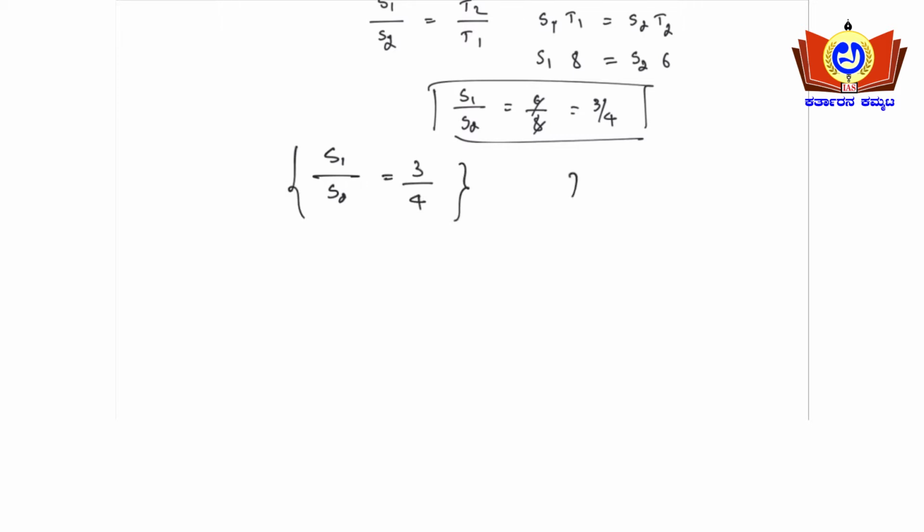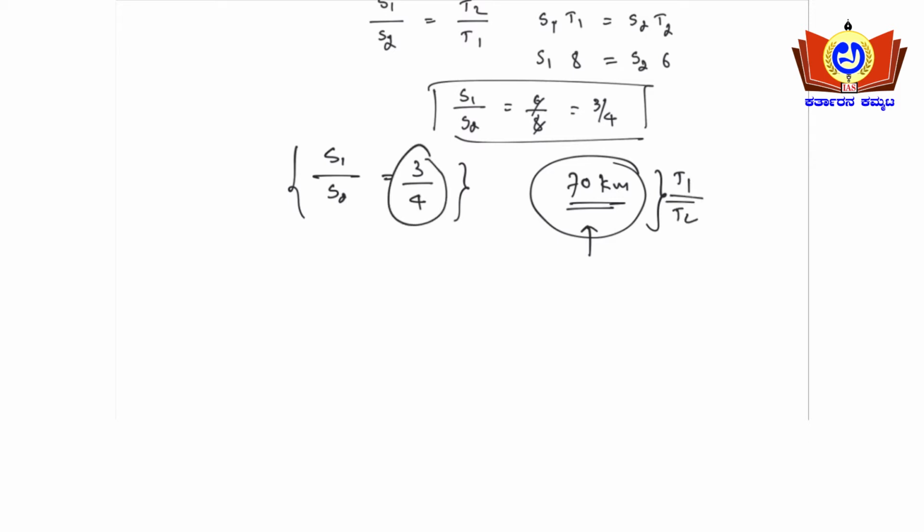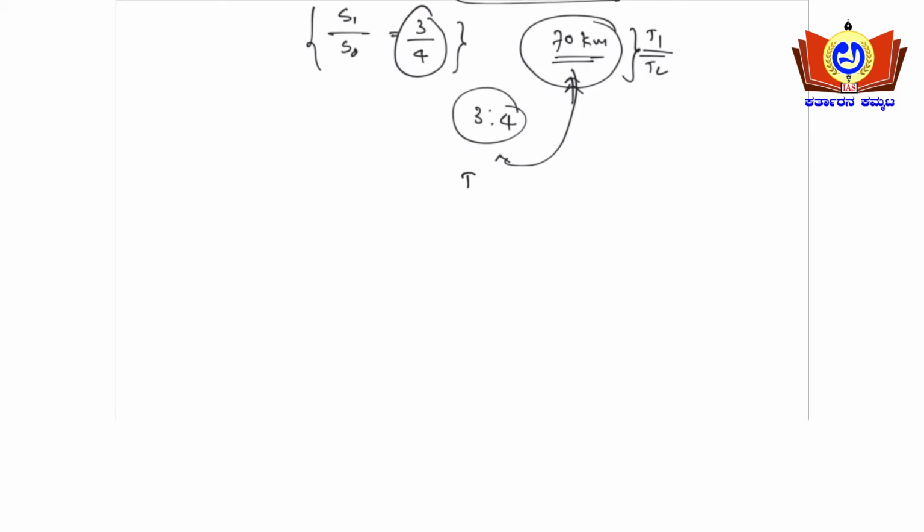And one more data they have given, that is 70 kilometers. What is 70 kilometers? The total of the average speeds they have given, 70 kilometers. This includes both train T1 and T2 speeds, and we know the ratio here, right? 3:4. So while seeing these two data, we can say that train 1 has a speed of 30 kilometers and train 2 has a speed of 40 kilometers. Upon adding these, I'll get 70. Yes or no? The ratio is also 3:4. We got the speeds of trains T1 and T2 here.